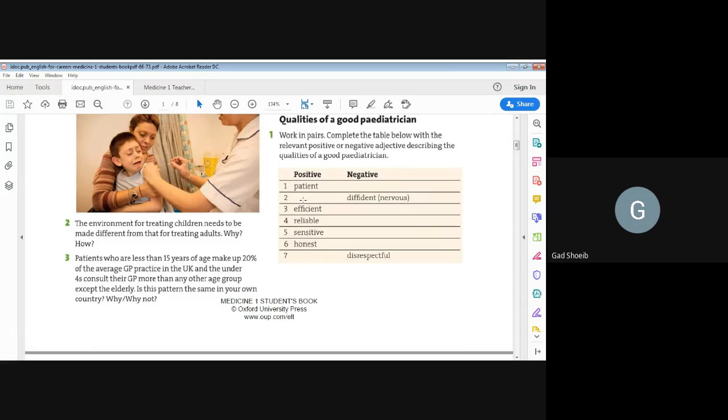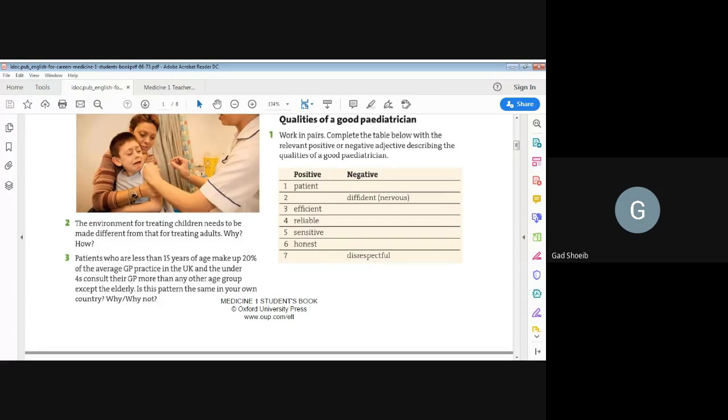What do you mean by qualities of a good pediatrician? A pediatrician means the doctor who helps young children. To be a good pediatrician, what does pediatrician mean first? You know it or not? Nasser, what do you think? What does it mean, pediatrician? Pediatrician is a doctor who helps young children. Yes, right. Excellent, Razan.